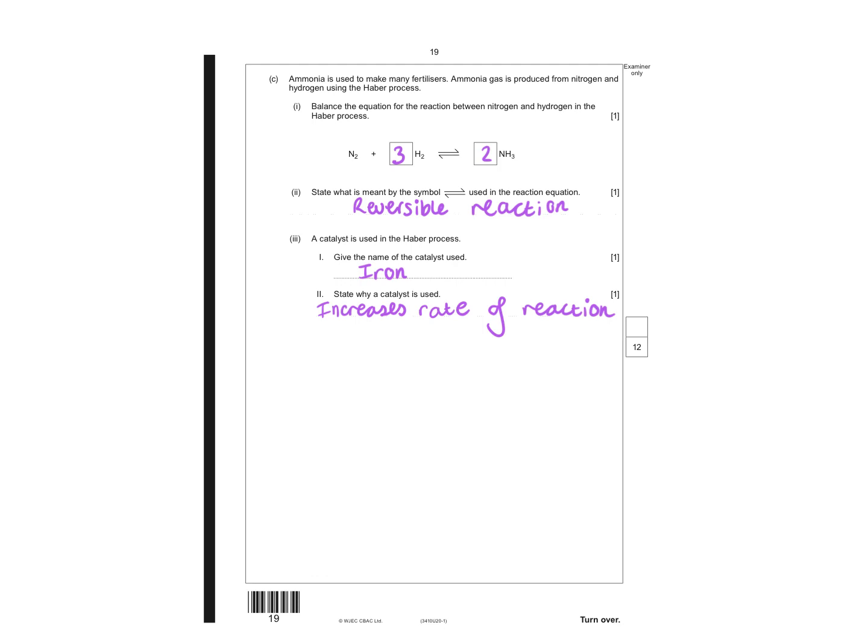Balance the equation. Look at what you've got on your reactants and your products. You've got 2 nitrogens, so that means you need 2 nitrogens. You've got 3 hydrogens, well 6 then when you do it, so you need 6 hydrogens on each side. What does that symbol mean? Reversible reaction. Name the catalyst used. So this was a little bit of core knowledge that we had to learn in the Haber process. State where a catalyst is used increases the rate of reaction.